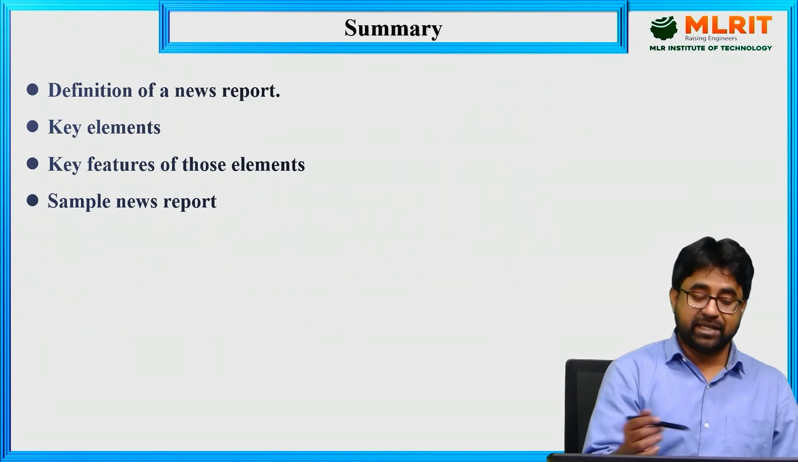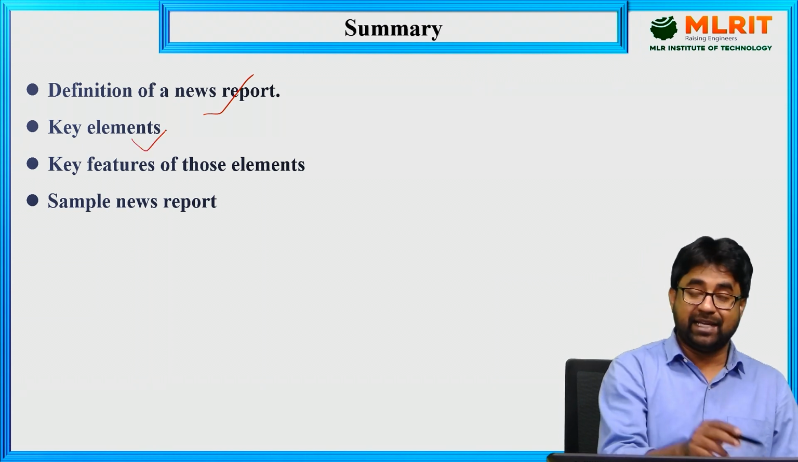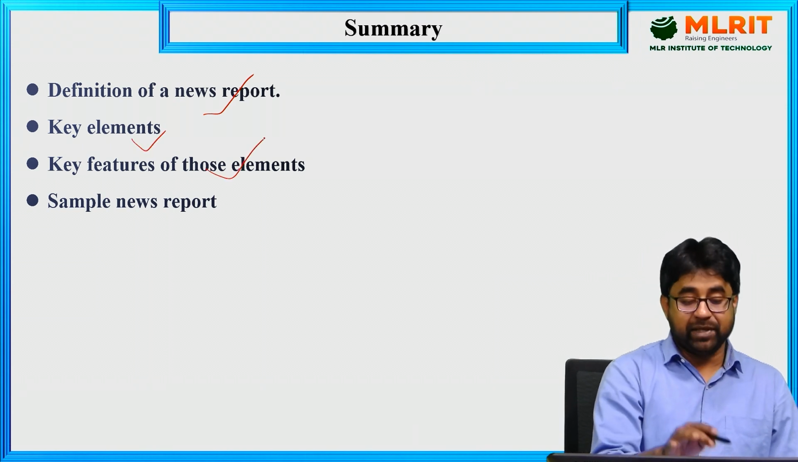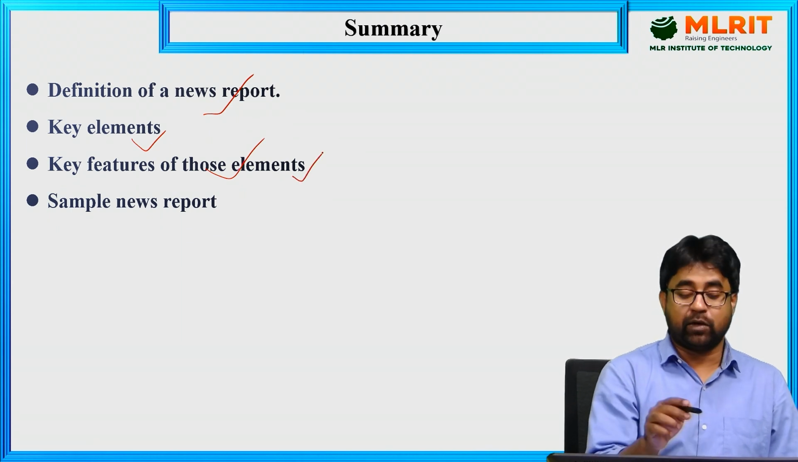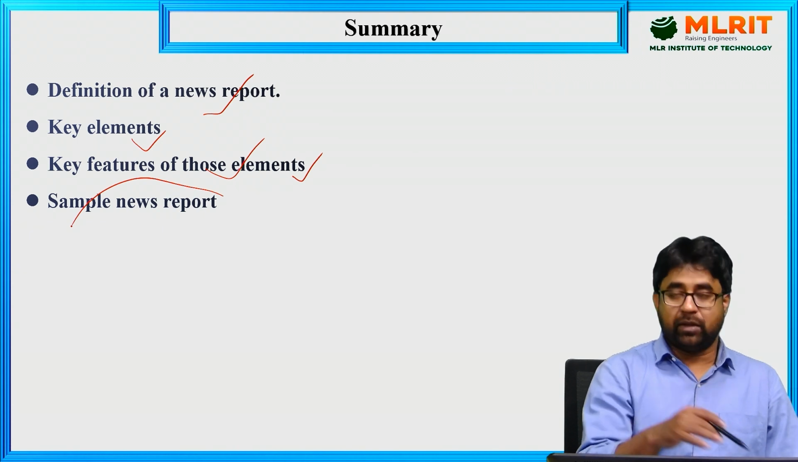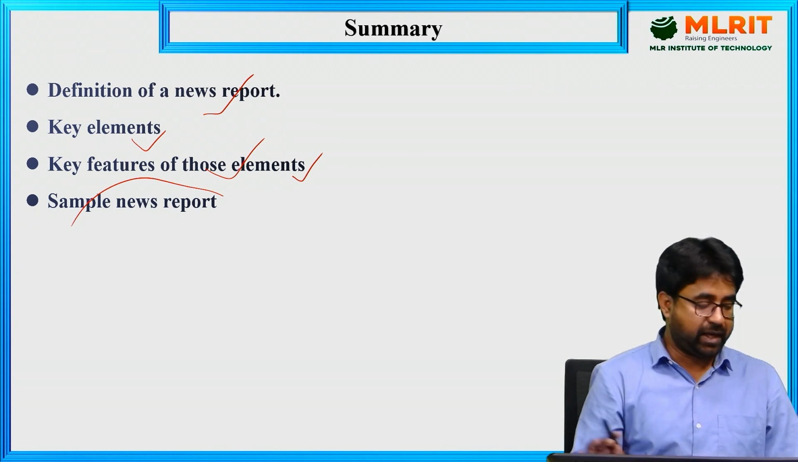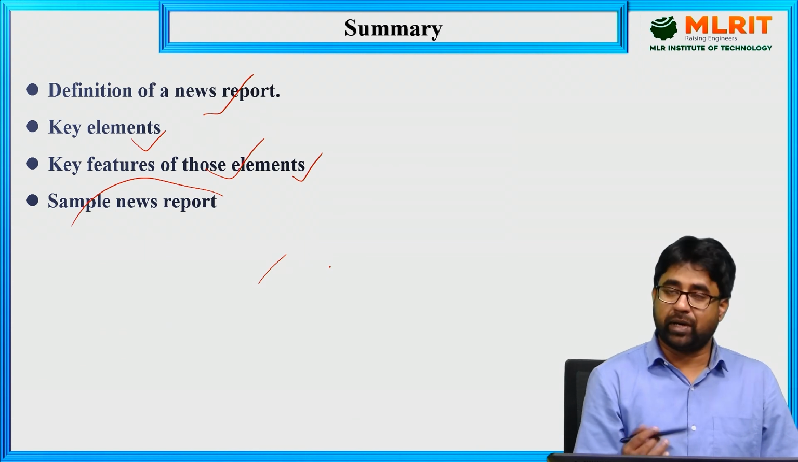So what are the things that we learned today? The definition of a news report. What is a news report? Its role, and then the key elements of a news report. Key features of those elements. What is the role of those elements, and how do you frame them? That also we got to know. And then one sample news report with all the parts clearly mentioned. Fine. So I hope it is clear for you now how to write a news report.